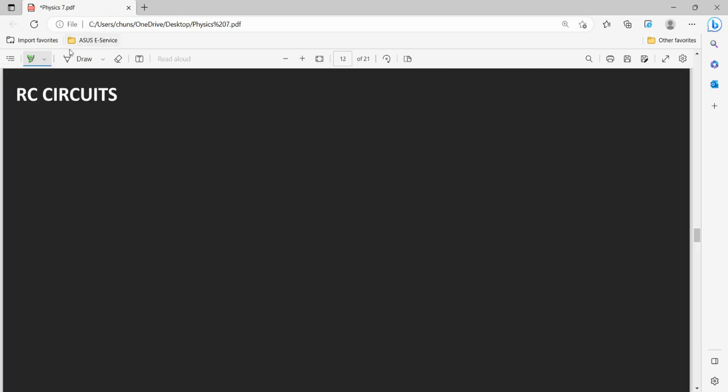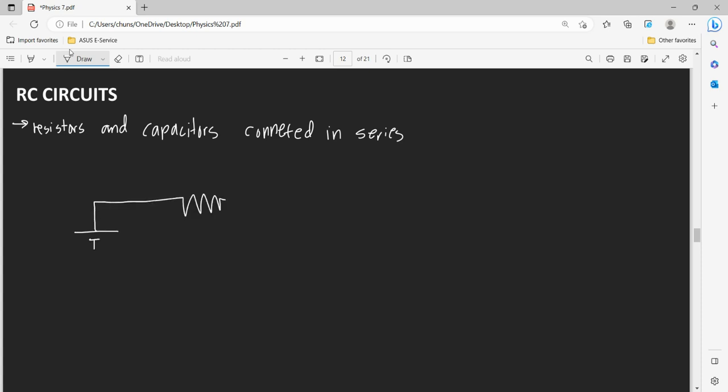Okay, so we're going to talk about RC circuits. So RC circuits are resistors and capacitors connected together in series. An RC circuit could look something like this, where you have your voltage source, you have your resistor, your capacitor in a circuit together. So there's really specific properties that are going on here that we can talk about.